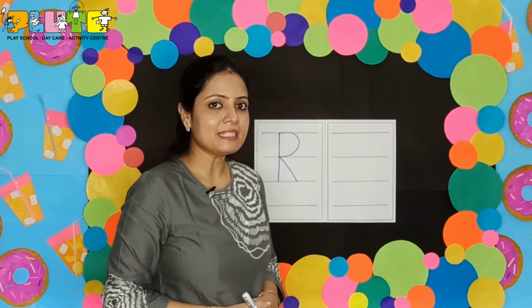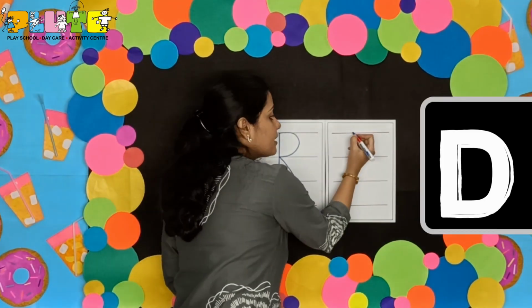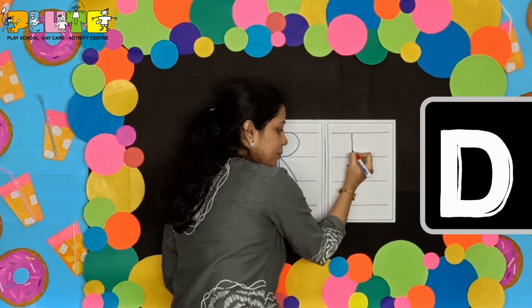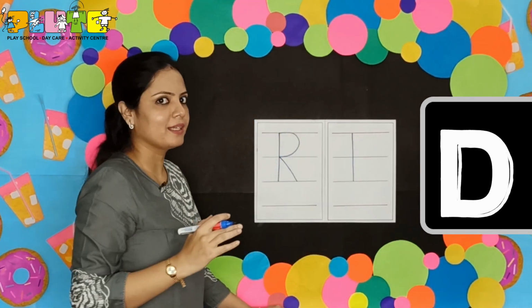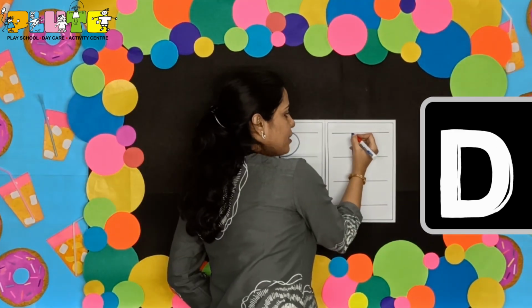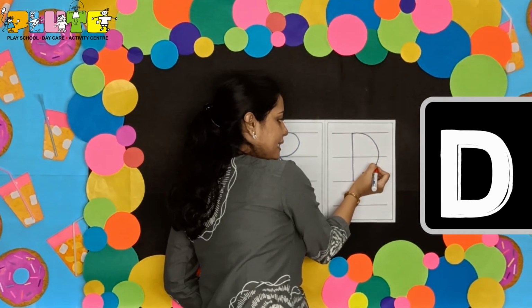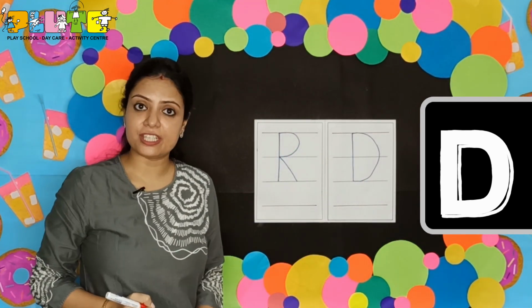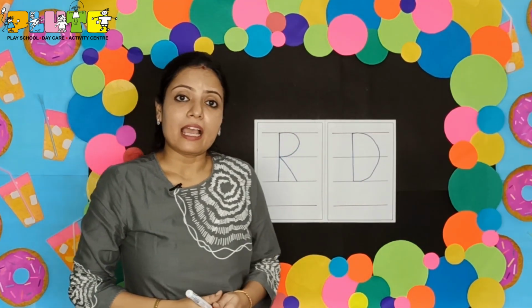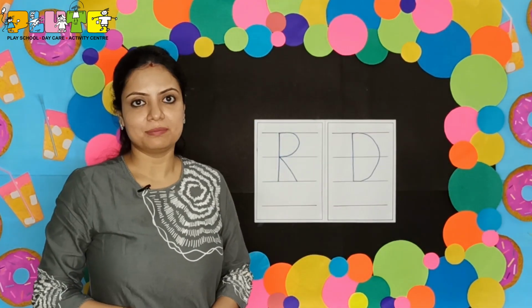Now I'll show you the next alphabet, that is D. For D, I'll draw again a standing line, and then I will draw a big curve. Okay, see, from the first line crossing the second line till the third line. This is D. So I have shown you the alphabets R and D.